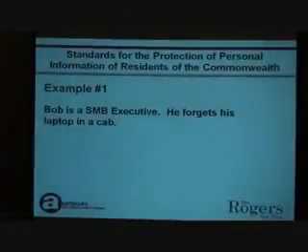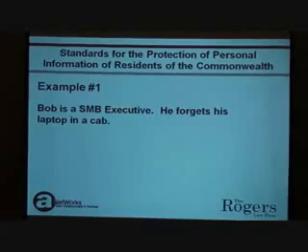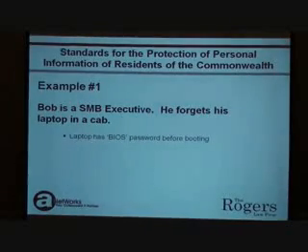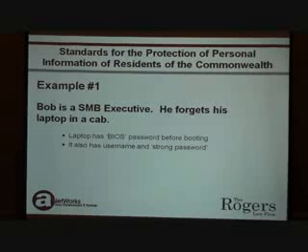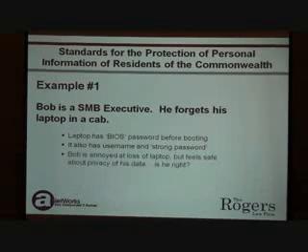Here's a little example. Bob is an SMB executive. He forgets his laptop in a cab. Laptop has a BIOS password before booting. It also has a username and a strong password. And Bob is annoyed at his loss of laptop, but he feels safe about the privacy of his data. Is he right? Anyone?